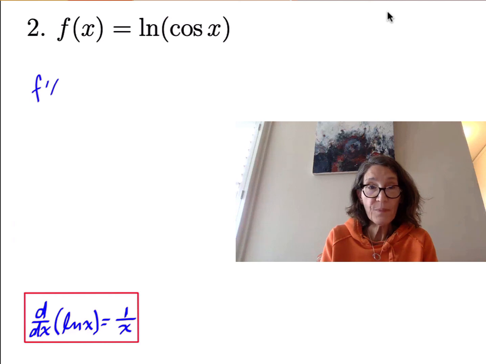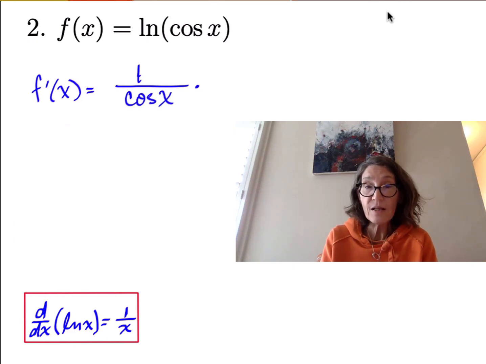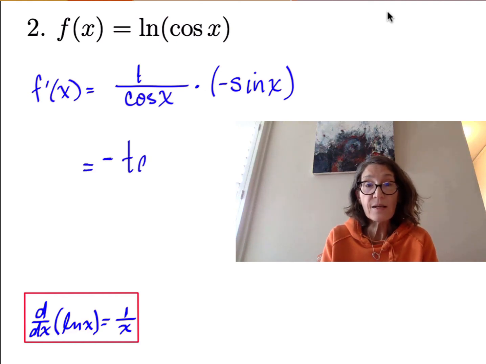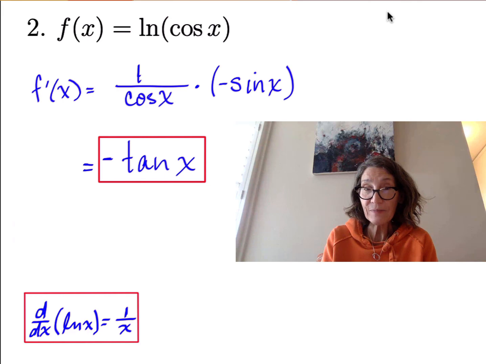So the derivative, f prime of x, is going to be the derivative of the outside with respect to the inside, so it's just 1 over cosine of x, times the derivative of the inside. So the derivative of cosine is negative sine. And then if we rewrite that as a fraction, negative sine x over cosine x, we recognize that as negative tan x. All right, let's do just one more.